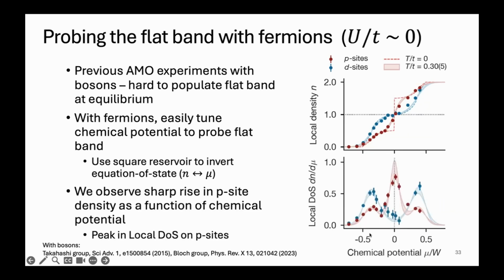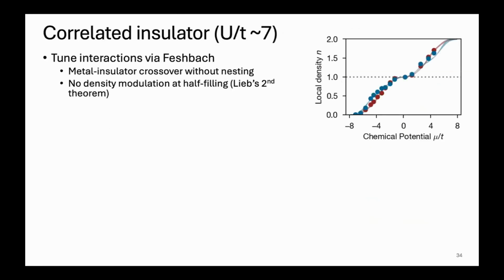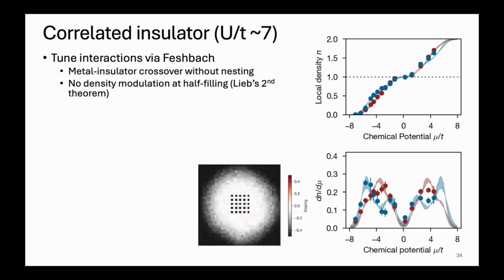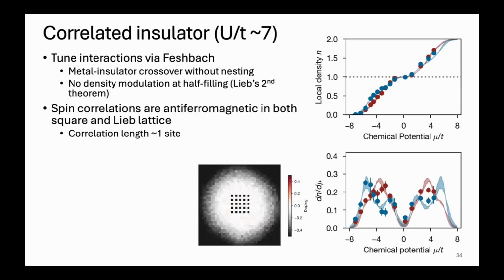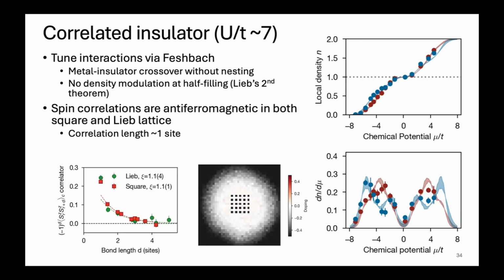If we take the derivative of this, the local density of states looks like this. So again, red are the P sites and blue the D sites. We can nicely see that flat band emerge. But what happens now if we crank up the interaction? As Lieb predicted, at that point we don't have a density modulation anymore, and we can look at the spin correlation in this case, and see how the spin correlations emerge with the bond length as shown here as we go into this Lieb lattice system.